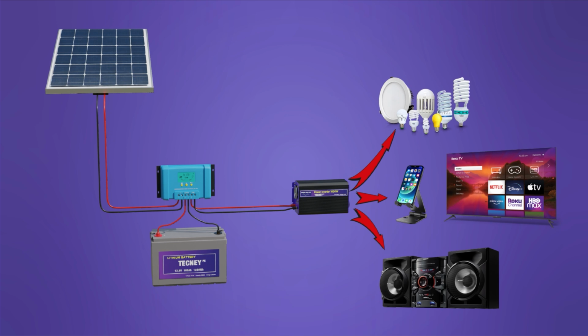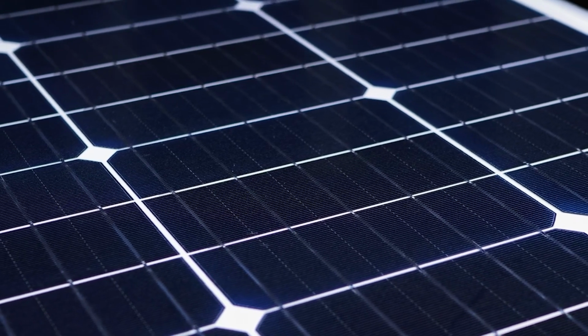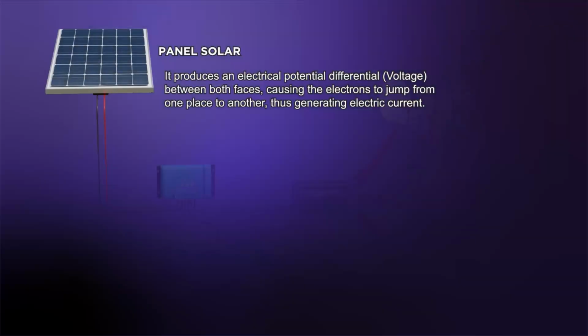The process begins when sunlight falls on one of the faces of a photoelectric cell, which makes up solar panels. This produces an electrical potential differential between both faces, causing the electrons to jump from one place to another, thus generating electric current that is then transported and stored for later use.